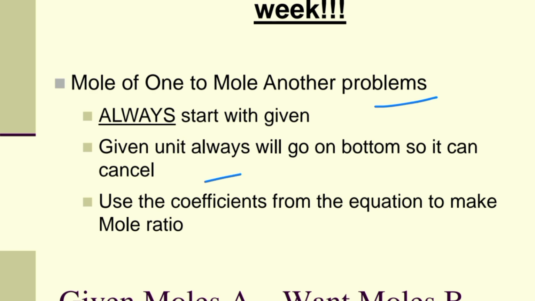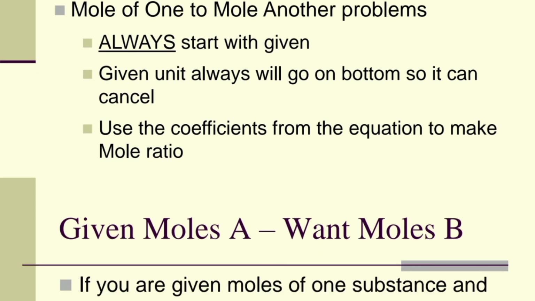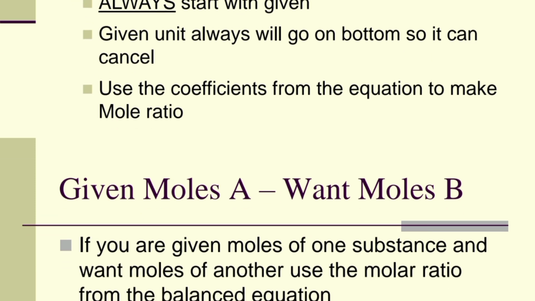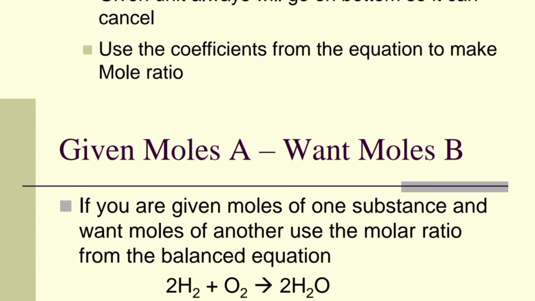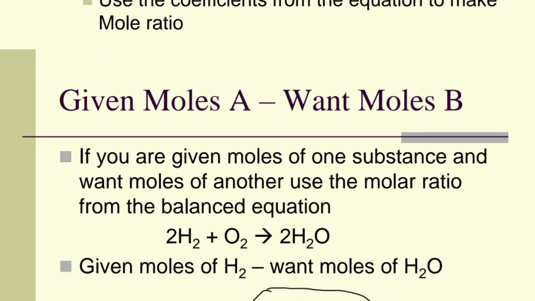This is 1, 2 and 3: given moles, want moles. We are given the moles of one substance and we have to find the moles of another substance. If you are given moles of one substance and want moles of another, use the molar ratio from the balanced chemical equation. If you have a question like this, where you are given moles of a reactant and are asked to find the moles of a product substance, here is an example equation.